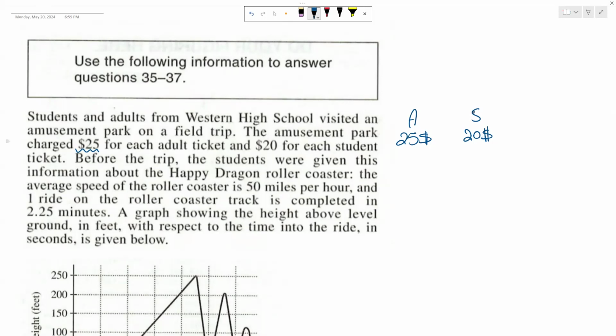They then said before the trip, the students were given this information about the Happy Dragon roller coaster. The average speed of the roller coaster is 50 miles per hour. I'll write the speed of the roller coaster is 50, and these are the miles in 1 hour. Any rate, we're going to write it in this form, 50 and then an arrow, hours. So we know that this entire column goes for the miles and this entire column goes for the hours.